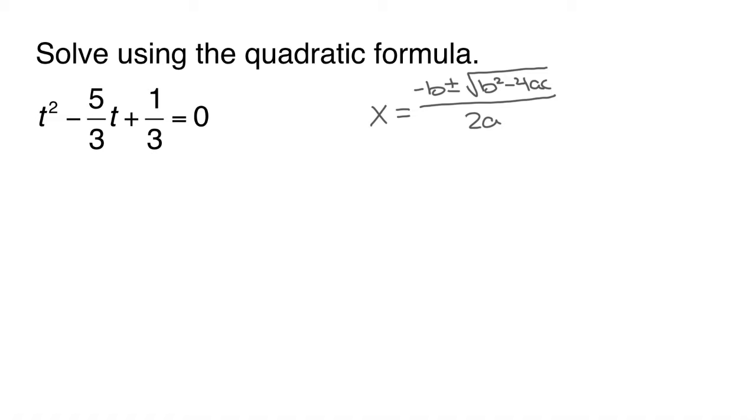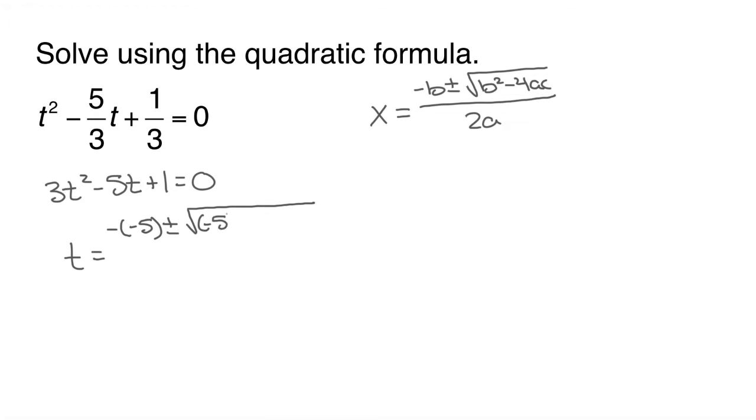When we multiply both sides of the equation by 3, we have 3t squared minus 5t plus 1 equals 0. Now we can use the quadratic formula where a is 3, b is negative 5, and c is 1. We have t is equal to negative of negative 5 plus or minus the square root of negative 5 squared minus 4 times 3 times 1 all over 2 times 3.